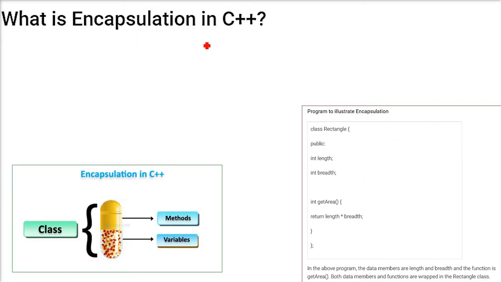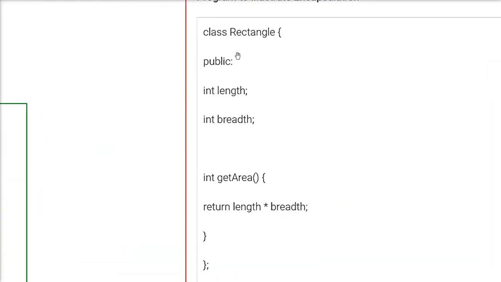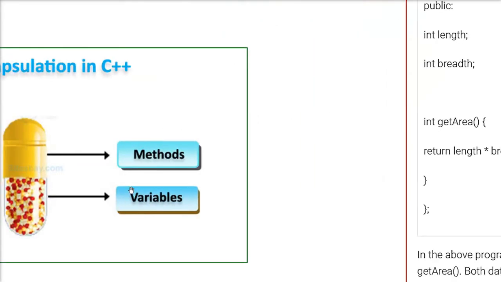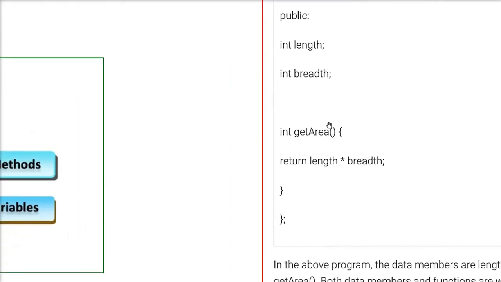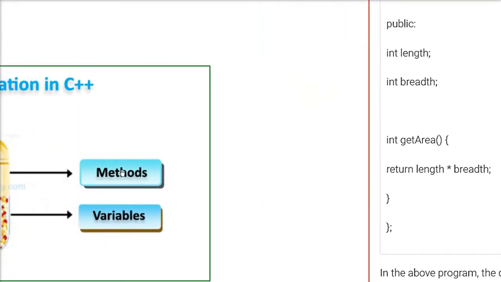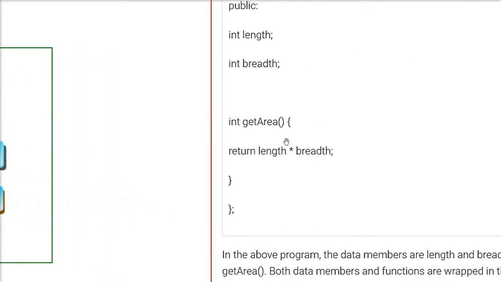What is encapsulation in C++? In object-oriented paradigm or object-oriented programming, encapsulation is a basic, say, building block. So let me show you here with an example. Now we have a class called rectangle. We have 2 variables. We are calling it as variables. Then length and width. Then we have a function. We are calling it as methods. Methods, operation, procedure, number of names we call.